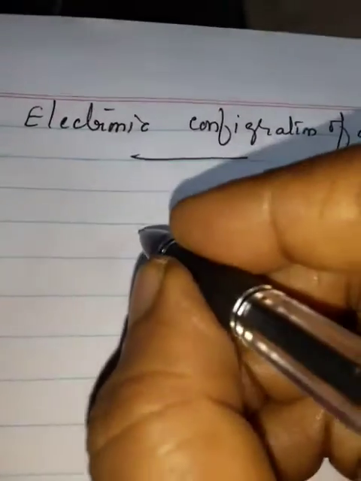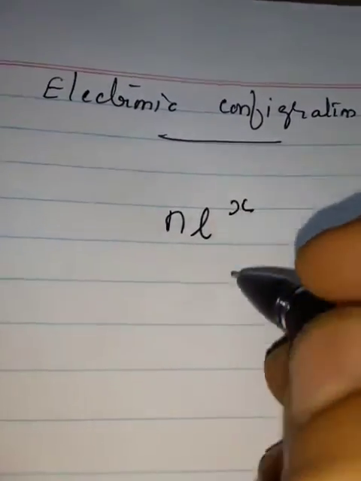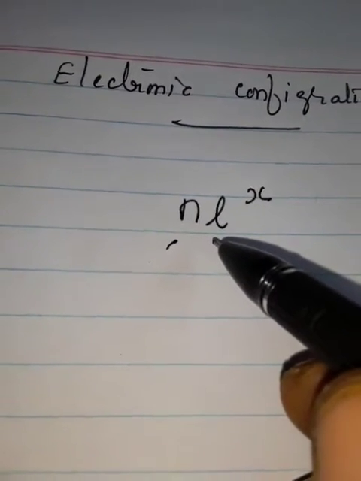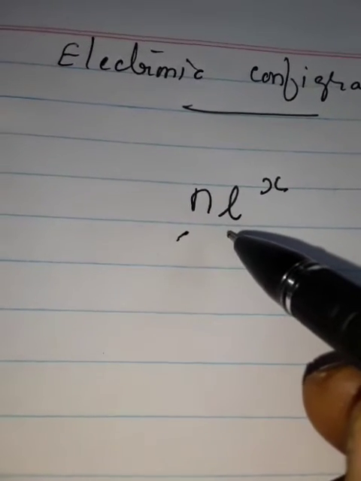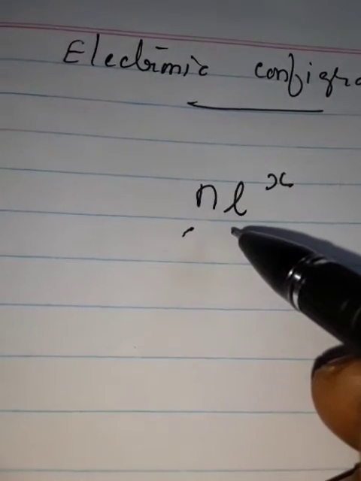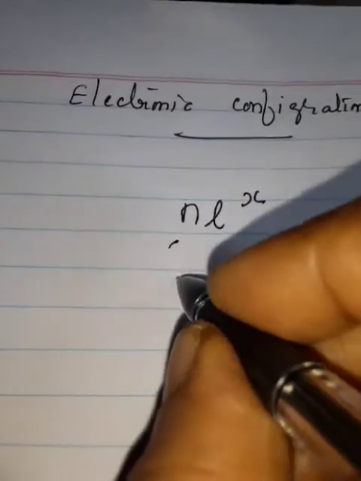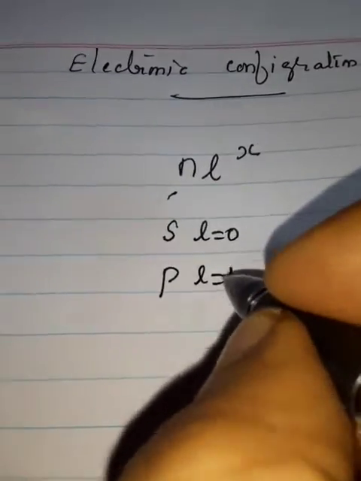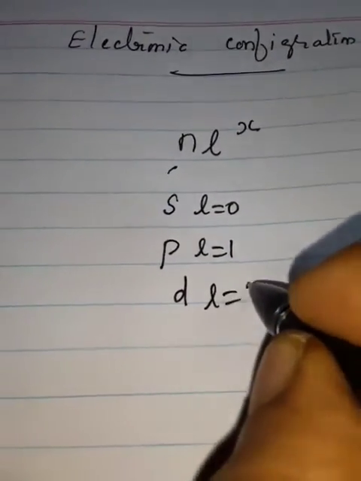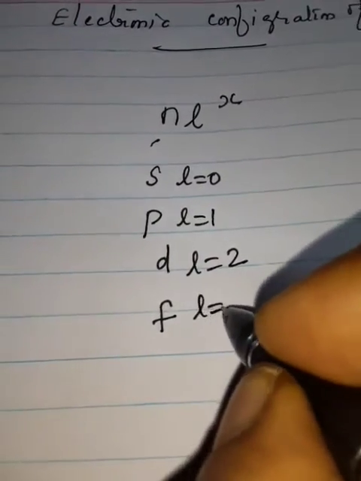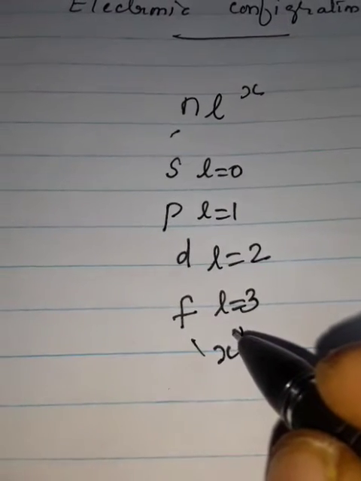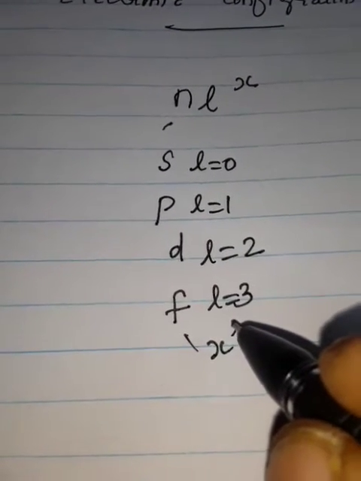Based upon these rules, the electronic configuration is written as n, l, x. n represents the principal quantum number. l represents the azimuthal quantum number, that is, the orbital designation. For the s orbital l is equal to 0, for the p orbital l is equal to 1, for the d orbital l is equal to 2, for the f orbital l is equal to 3. What does x represent? x represents the number of electrons present in that orbital.